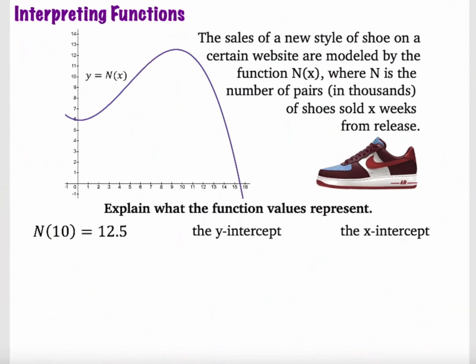Interpreting functions. I like to think about the label all the time on these. The sale of a new style of shoe on a certain website is modeled by the function n of x, where n is the number of pairs in thousands of shoes sold x weeks from release. So the x is the weeks, always helpful to label, and n is the number of pairs in thousands.